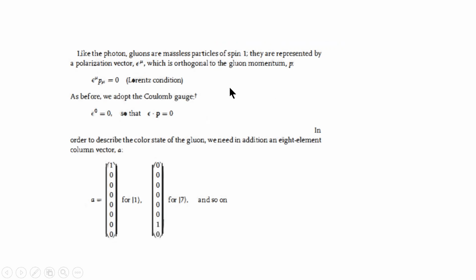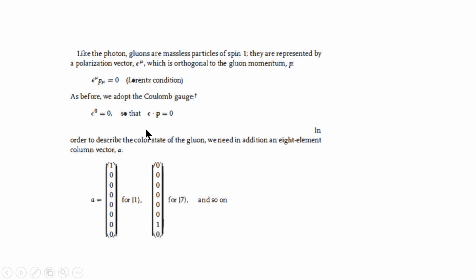So now for the gluon, we are going to have eight states of the gluon. Okay, so just like we have eight states of the gluon, and we impose the Lorentz condition and we adopt the Coulomb gauge. So you can see now what is happening.